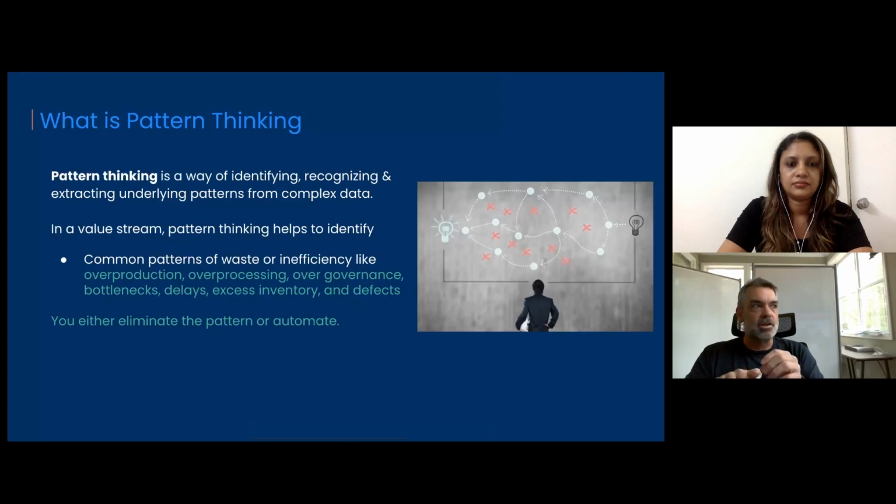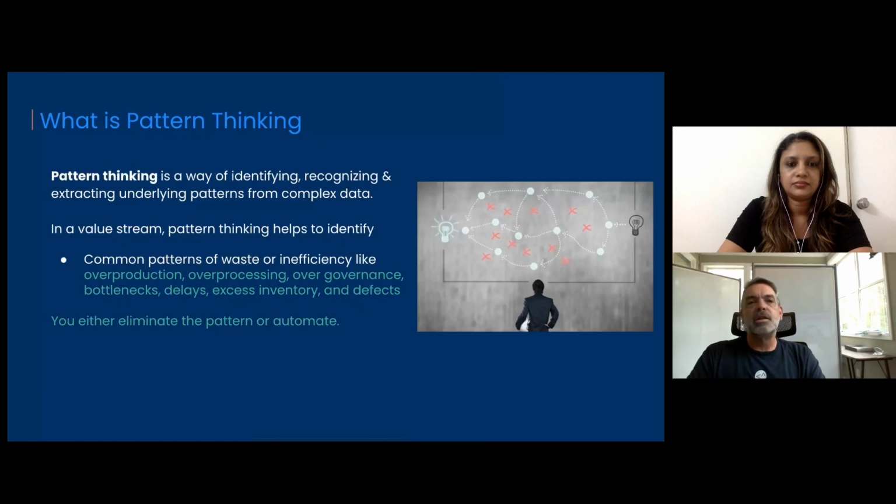And organizations show patterns as you start to look at this. Patterns like over governance patterns, or even what was the one you said? Over processing? Overprocessing, overproduction, excess inventory, delays, defects. So yeah, there's a whole lot of patterns that you can uncover.